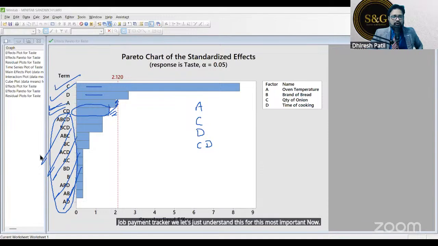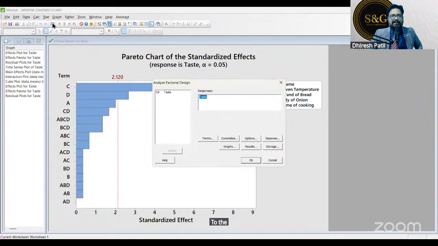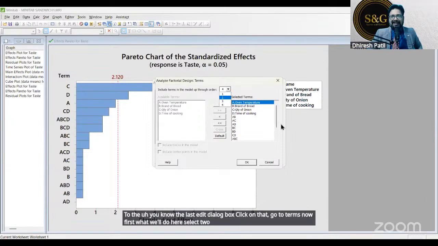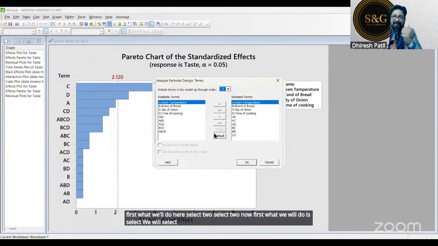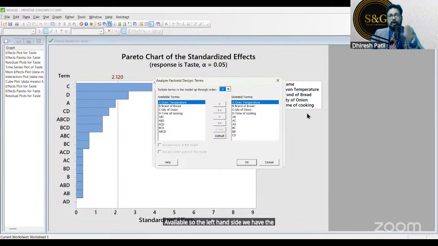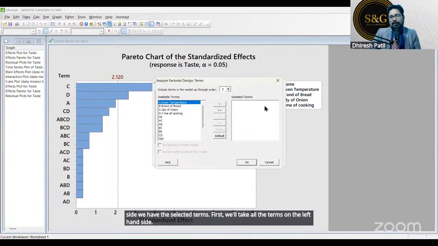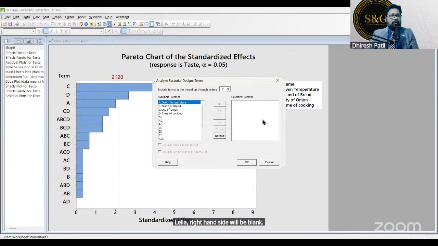Now, so how do we go about it? Let's go back again to the last edit dialog box. Click on that, go to terms. Now first what we will do here, select two. Now first what we will do is we will select all the terms on the left hand side. Okay, so this is available. So on the left hand side we have the available terms, on the right hand side we have the selected terms. First we will take all the terms to the left hand side. So we took all of them to the left side, right hand side will be blank. Okay, following me?